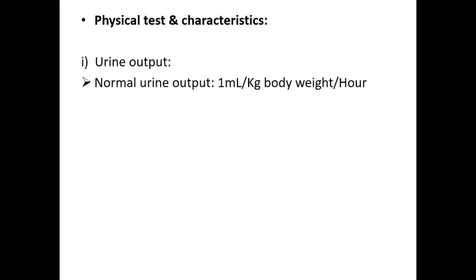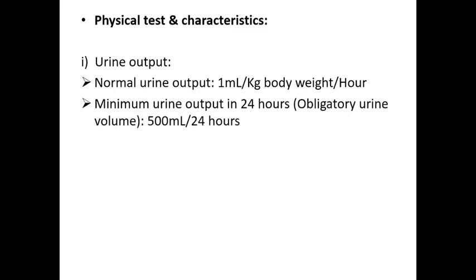First of all, we'll see the physical characteristics of urine that are checked. So first thing is urine output. Now the normal urine output of an adult has to be 1 milliliter of urine per kilogram of body weight per hour. So the minimum amount of urine an adult should pass in order to excrete the metabolic waste products from the body is 500 milliliters per day. So that is called the obligatory urine volume.